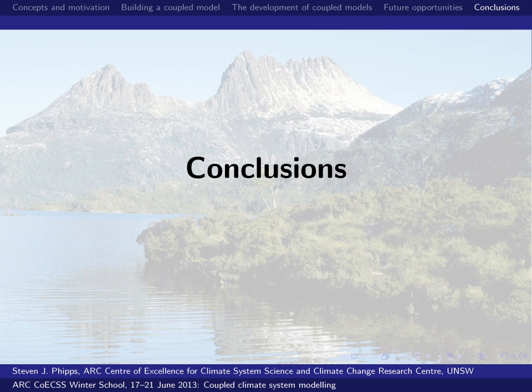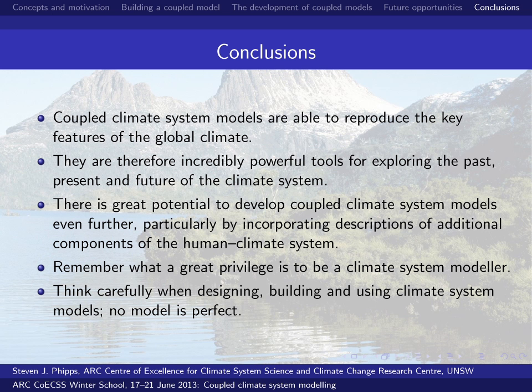So, conclusions. Hopefully I've shown you that a climate system model is able to reproduce the key features of the global climate. As a result, they're incredibly powerful tools, not perfect, but powerful, for exploring the past, present and future of the climate system. However, there's still great potential, as hopefully some of you will explore, to develop the models further. I think partly by increasing resolution, but particularly by incorporating descriptions of additional components of the human climate system.